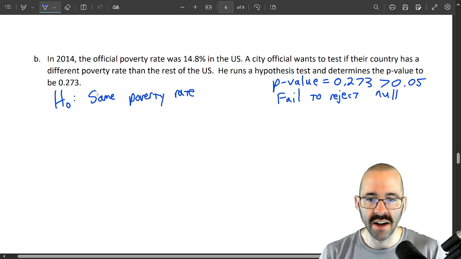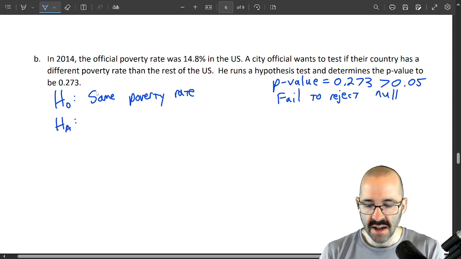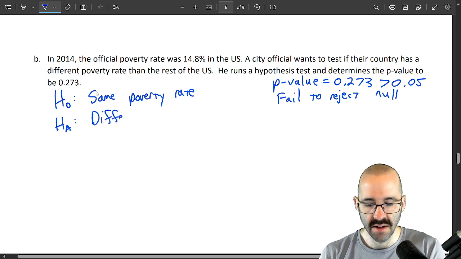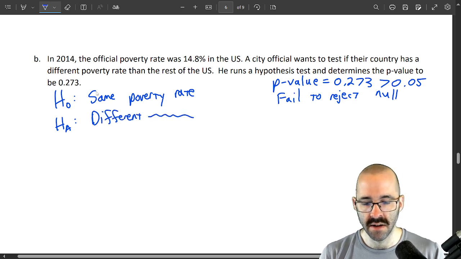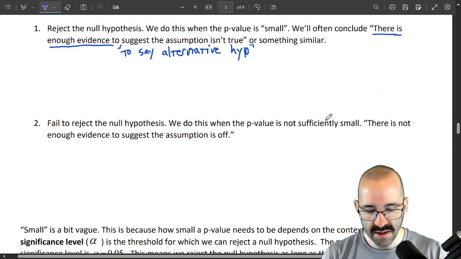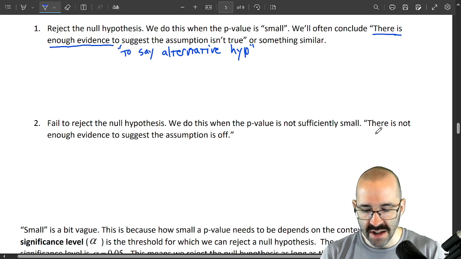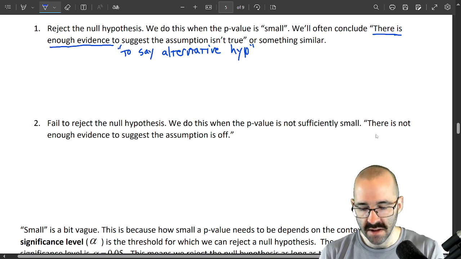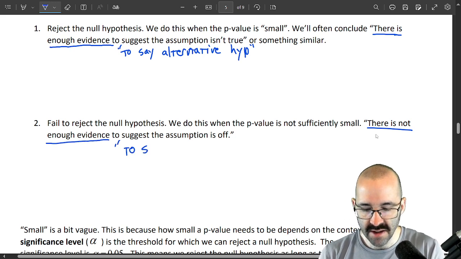We did that in 8b. The alternative hypothesis said that they had a different poverty rate. So again, fail to reject the null because the p-value is not sufficiently small. There is not enough evidence to, and we're going to do something very similar, there's not enough evidence to say the alternative hypothesis.